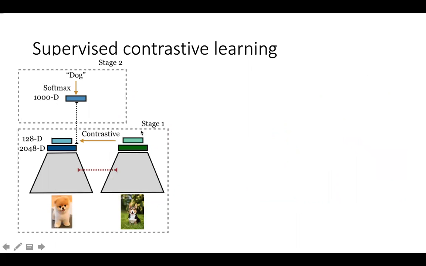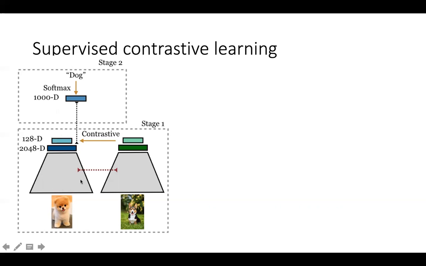So what we do is we first perform contrastive learning. This is stage one, just normal contrastive learning. And of course, contrastive learning doesn't give you a classifier. So after you learn the backbone, you freeze the backbone and train another linear classifier on top of the learned representation using labels. So only this part is learned in the second stage, only the linear classifier, okay?